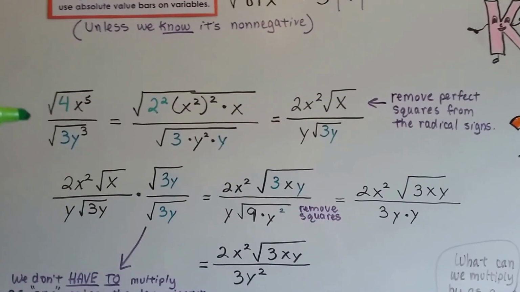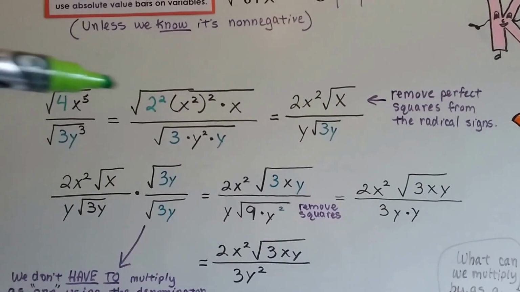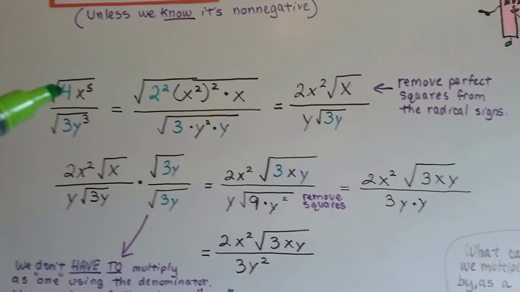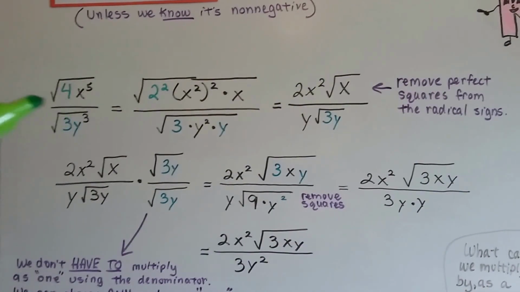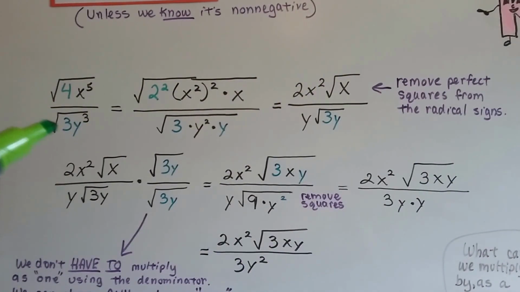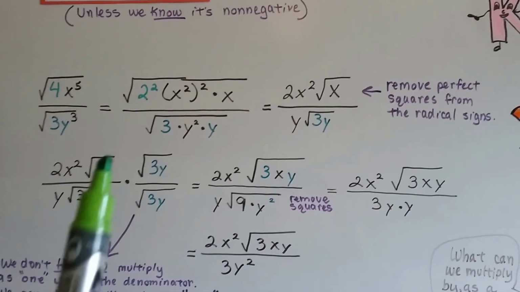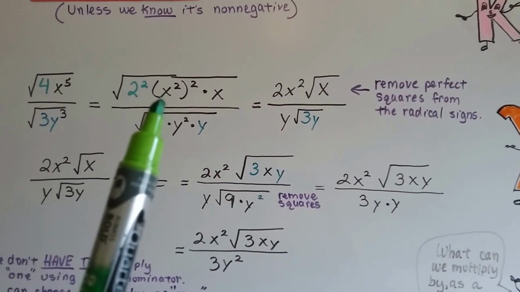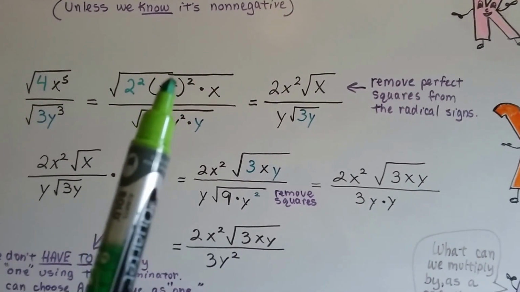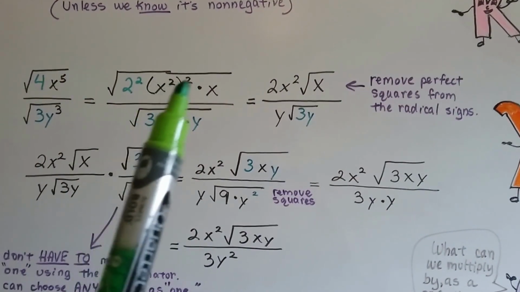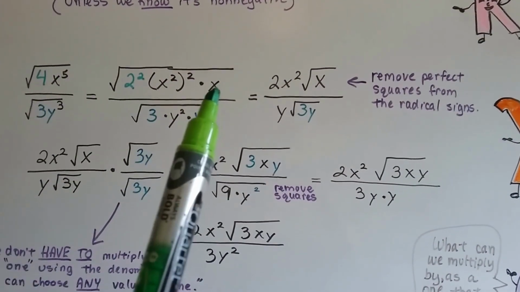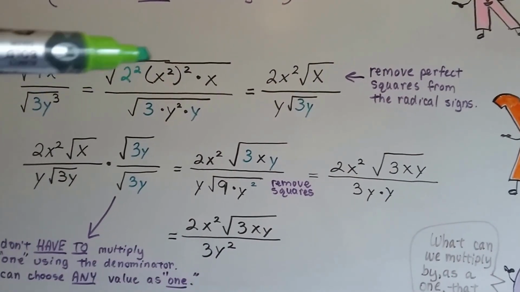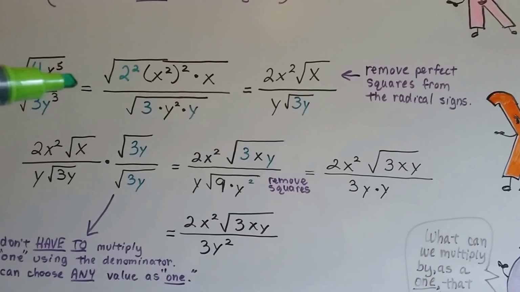Let's take a look at this one. This 4 is really a 2 squared, isn't it? And then we have x to the 5th, and we've got our fraction bar, we've got the square root of 3y cubed, and we need to find some perfect squares here. So this x to the fifth can be x squared squared, right? x to the second power squared. That'll give us 4 of the x's. And then this straggler right here will give us the fifth one. And because this is a perfect square and that's a perfect square, we can pull him out of the radical sign.